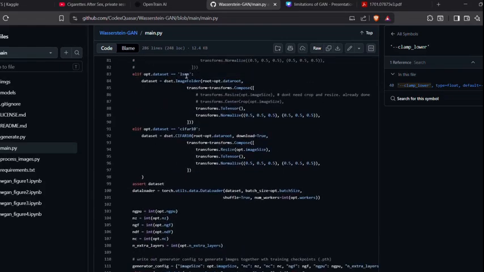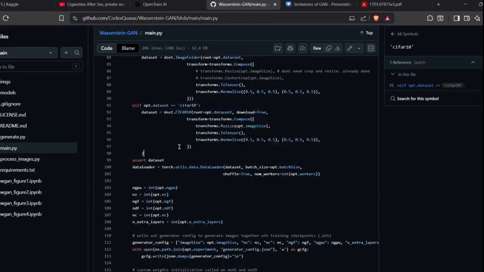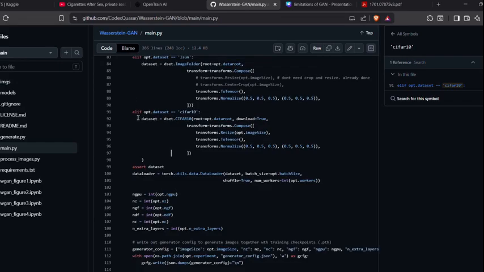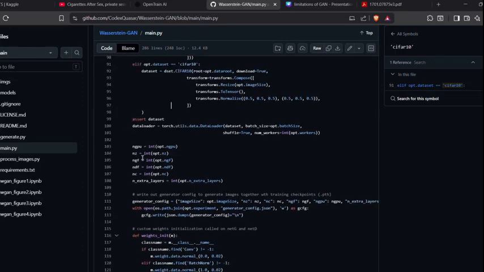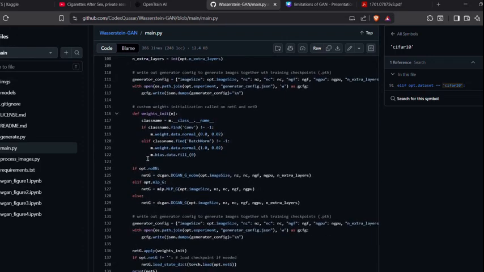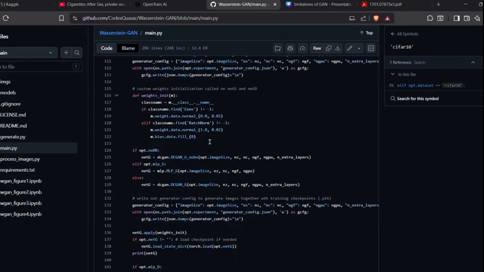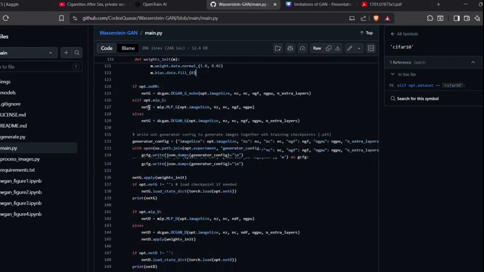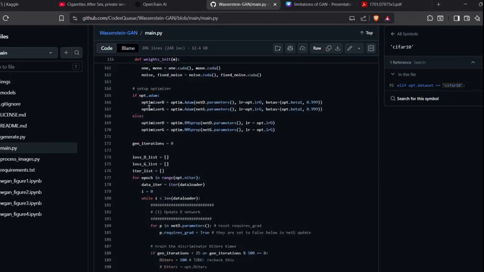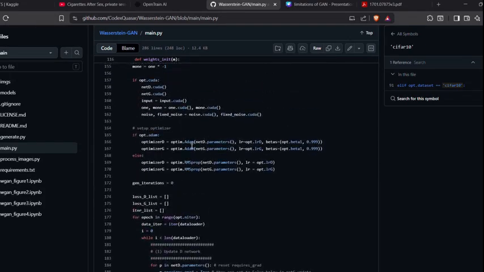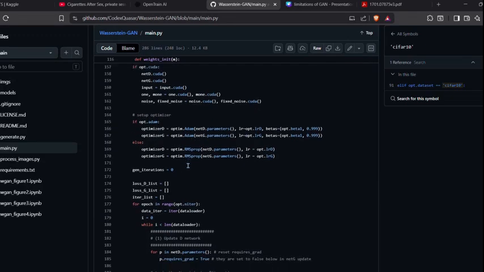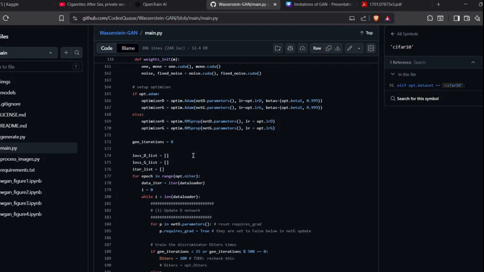This is for different datasets. You can directly pass it from the command line, and this we have to enter on Spartan, and it will start working on Spartan. This is the weight initialization function so that weights can be initialized before starting the loop. We are using the Adam optimizer in this one, or if Adam is not available, then we'll be using RMSprop.